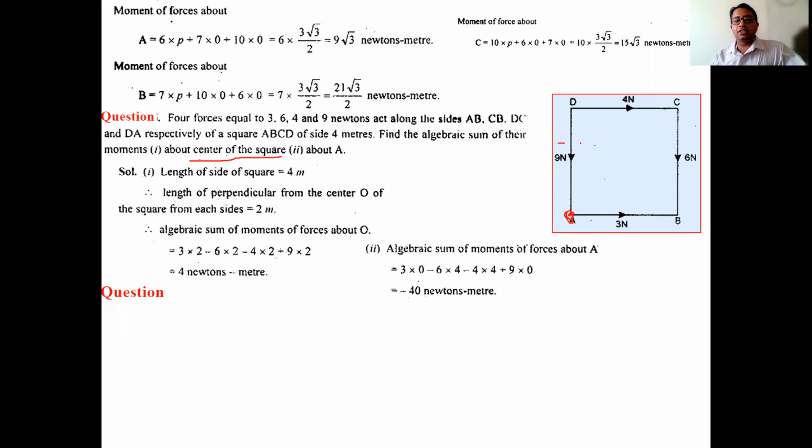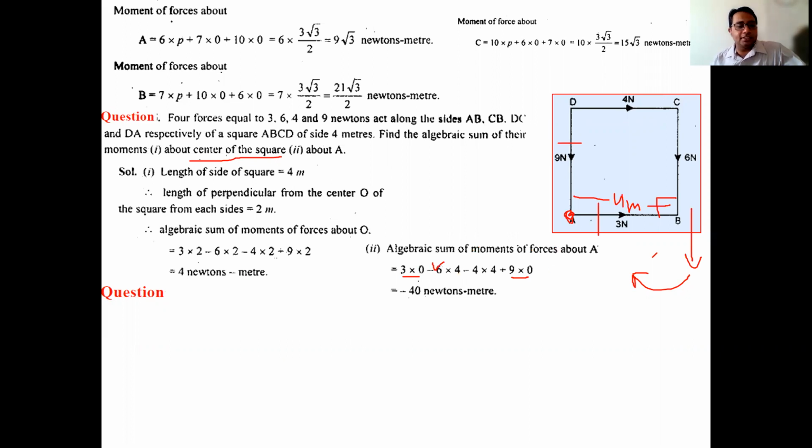Two of the forces, 9 and 3, are passing through point A, so for 9 and for 3 the moment will be 0. For 6 and 4, if we draw the perpendicular from A, then obviously it is 4 meters in length. 6 newtons is applied downwards, so the body will move like this about point A. That's why it is a negative sign, the clockwise sense. So minus 6 into 4.